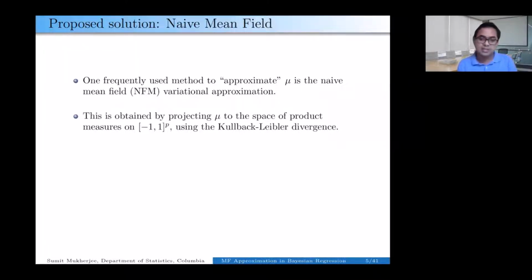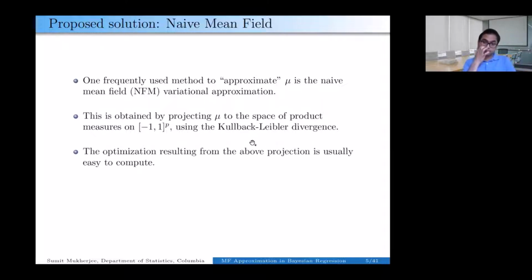And so what is the metric in which you project? Well, we'll use a Kullback-Leibler divergence. Of course, it's not a metric, it's not symmetric, it doesn't satisfy the triangle inequality, but still, it has a lot of advantages. In particular, the resulting optimization will become easier, as I will try to explain. This is the distance in which we'll project mu onto the space of product measures. One of the main reasons that people use it is that the resulting optimization is usually easy to compute. And that's one of the main advantages.